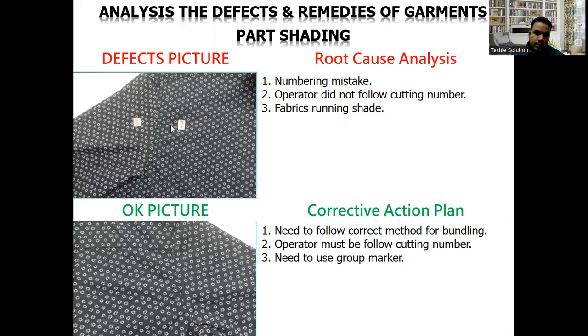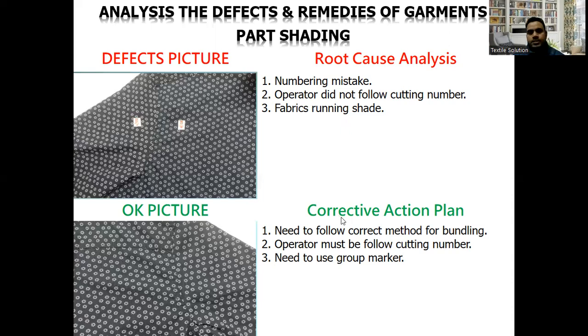Then if we want to remove this fault, or avoid this fault, we have to go for corrective action. In the corrective action plan, first of all, we need to follow the correct method for bundling. Then another one is the operator must follow the cutting number. There is a cutting number for every part or every panel of a garment. So we have to follow it strictly. Otherwise we will get these types of fault. They need to use a group marker. This is also one of the main reasons for this shading fault occurring.